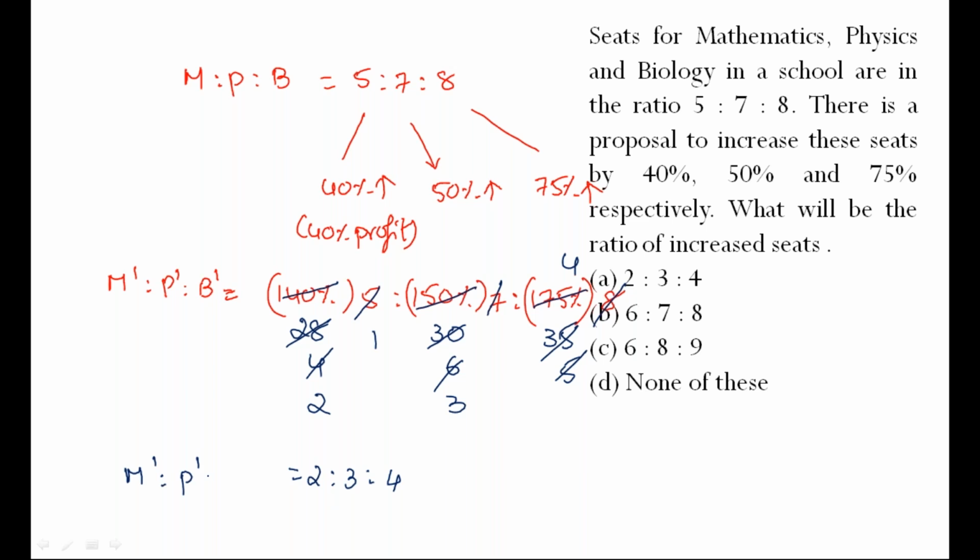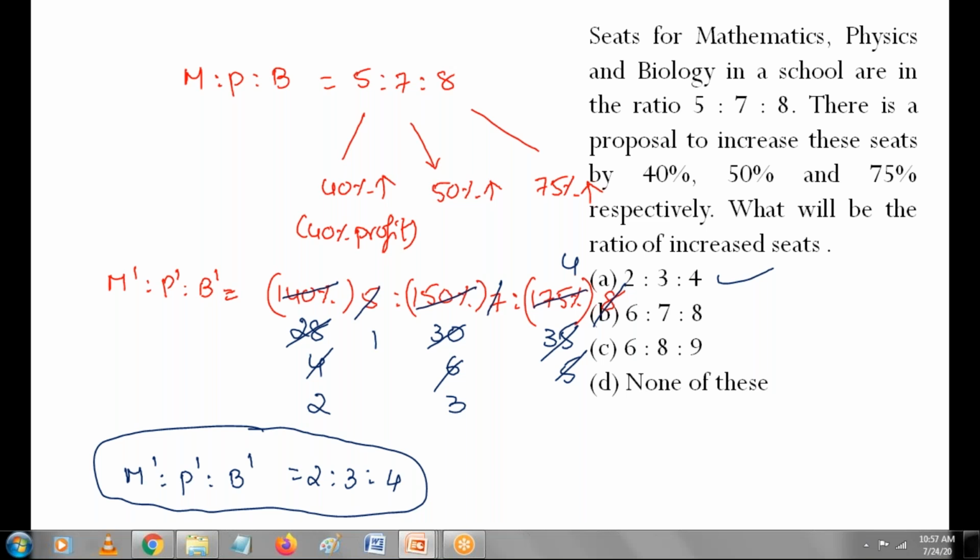Maths, physics, and biology is in the ratio 2, 3, 4. So option A is correct. Maths is increased by 40%, physics is increased by 50%, biology is increased by 75%. So this is how we'll get 2 is to 3 is to 4 finally.